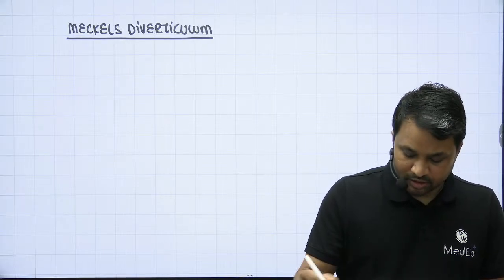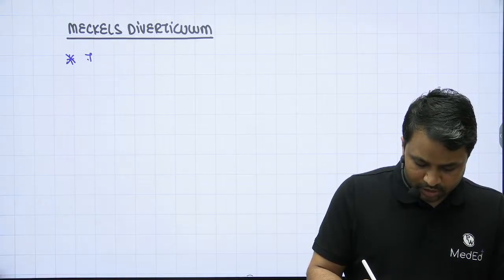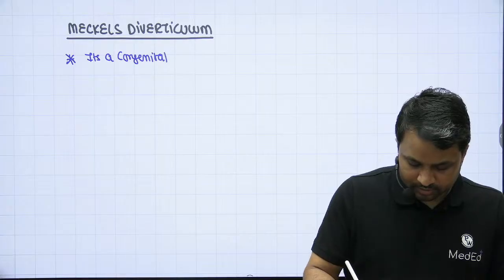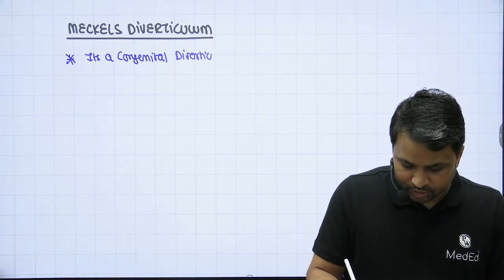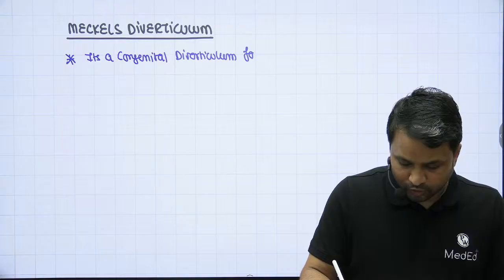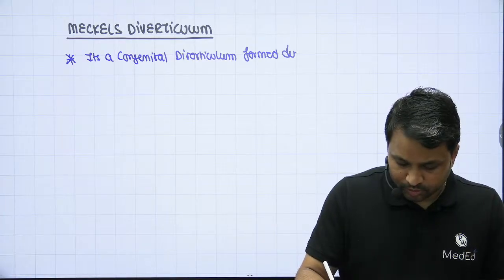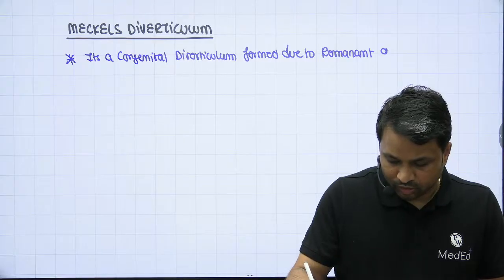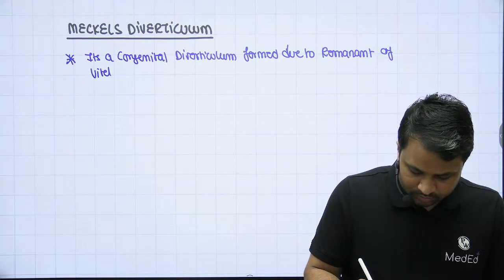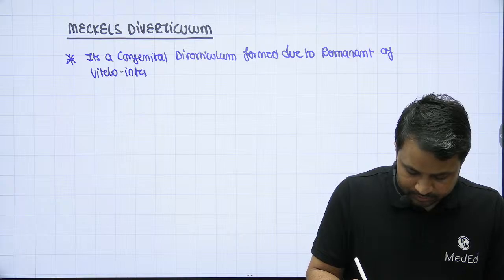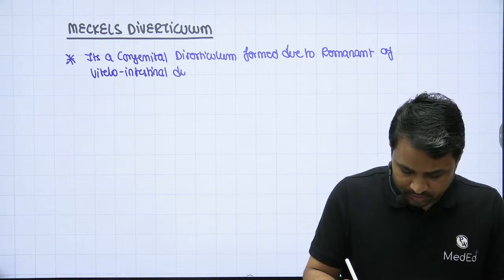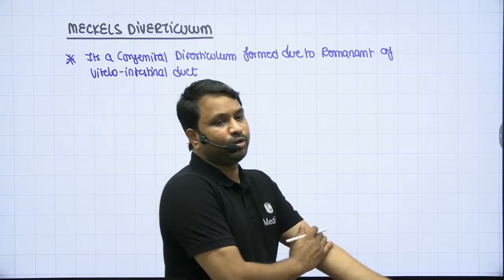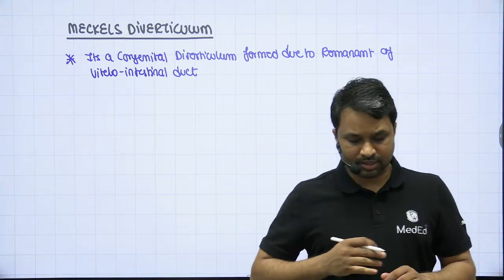So talk about Meckel's diverticulum. Remember, Meckel's diverticulum is a congenital diverticulum formed due to a remnant of the vitelo-intestinal duct. So it's a congenital diverticulum formed due to a remnant of the vitelo-intestinal duct, and that is what we call the Meckel's diverticulum.